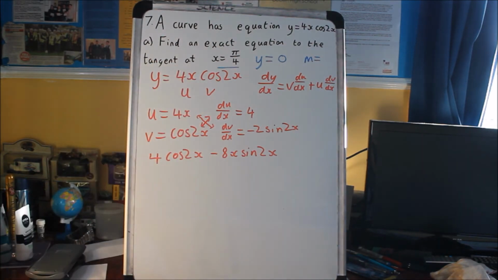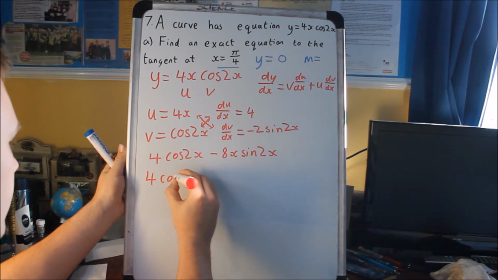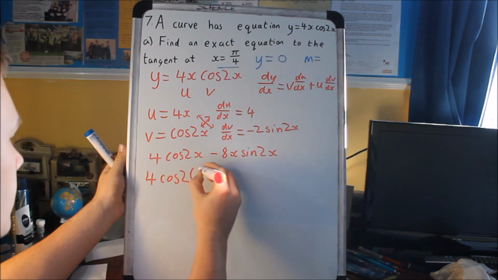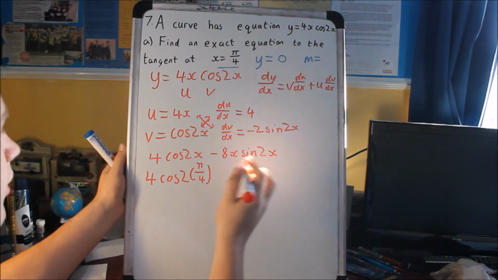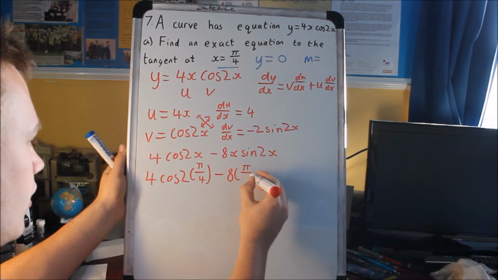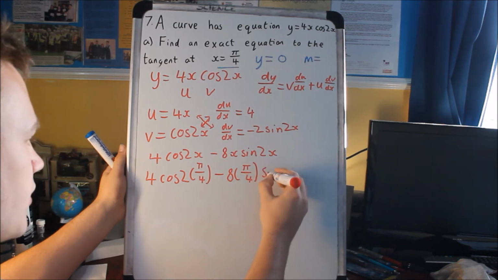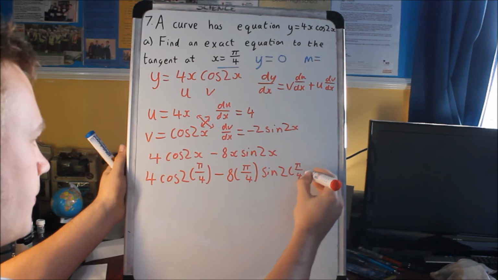But thinking about what the question actually asks, we need to find a tangent at a point. So we need to find out what m is at that point. So we put our x coordinate into this to get 4 lots of cos 2 pi over 4, which we've already said comes to 0. We got that up here to get our y value. Minus 8 lots of pi over 4 times sine 2 lots of pi over 4.